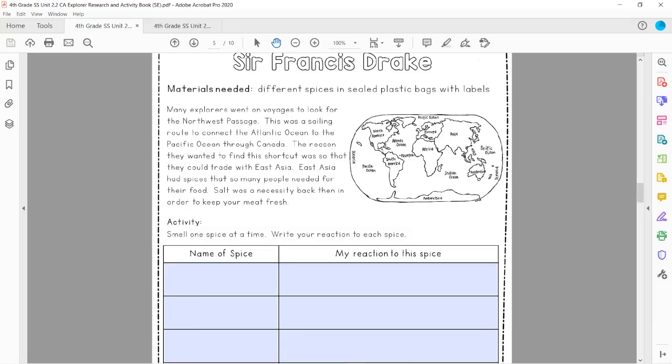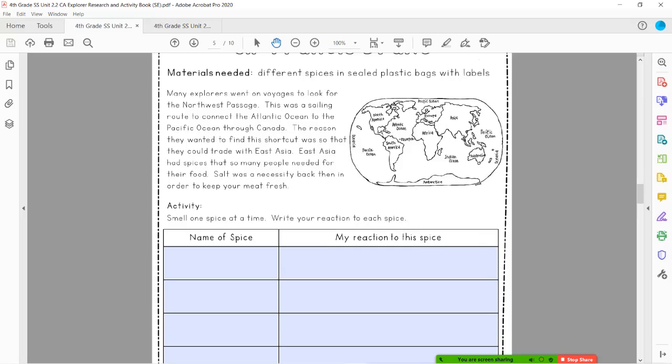Now, this activity is fun. You can do it at home. You can do it with your parents or siblings. The materials you need for this section are different kinds of spices. So these are all things that you're going to find in the kitchen, either in plastic bags with labels or in their original container, just something that shows what kind of spice is in that container.